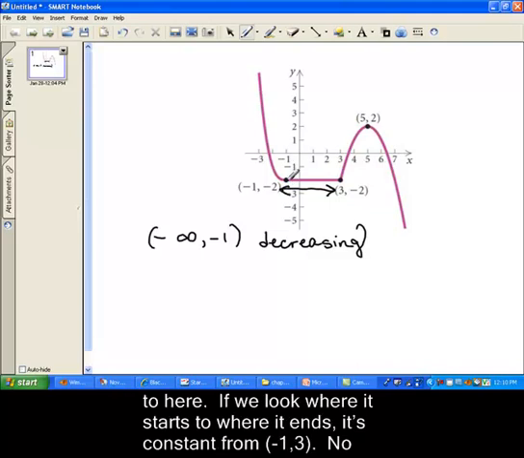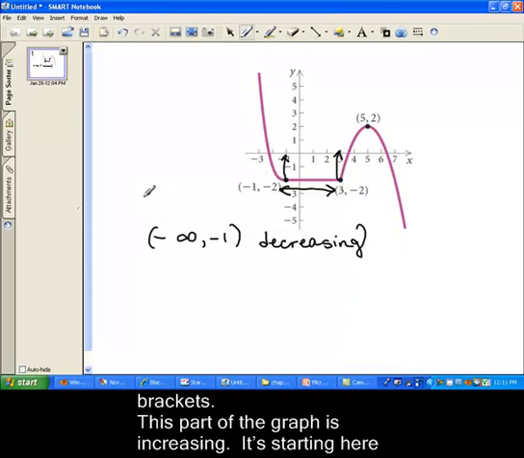We only use the X scale. So if we go up from where it starts and we go up from where it ends, this graph is constant from -1 to 3. Even though both those points are on the graph, we only use parentheses. I can't beat that into you enough. Okay, let's look at the rest of the graph.